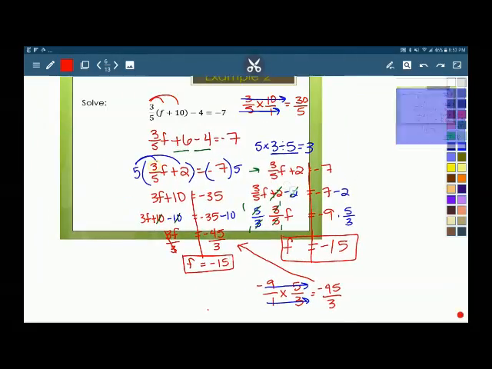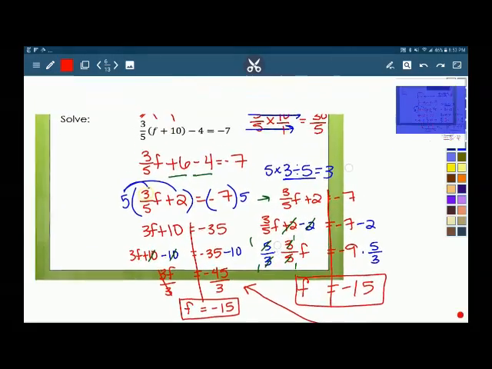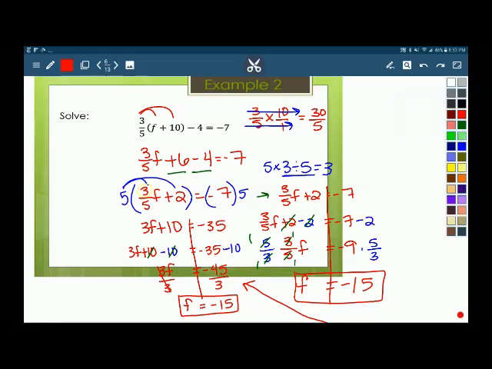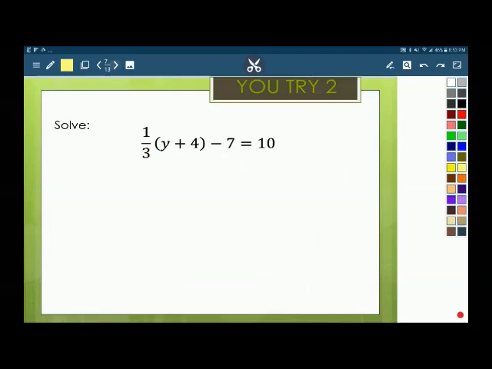You can pick your preferred method, whether you want to clear the fraction by using distributive property, using that least common multiple of the denominator, or if you just want to wait till the end. I would say the second method, the method we used over here, is more useful if you only see a fraction multiplying the variable. Any other times where you have multiple fractions throughout the equation, you'll probably want to clear that out first. So let's have you give this a try in your second U-try.